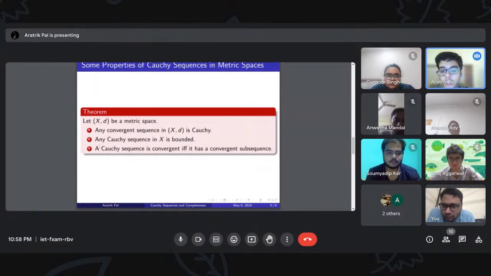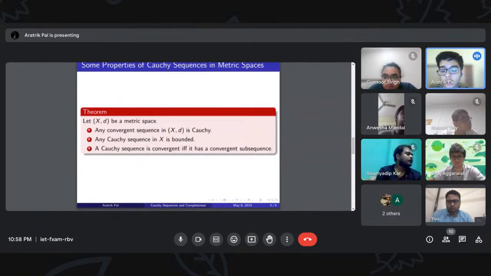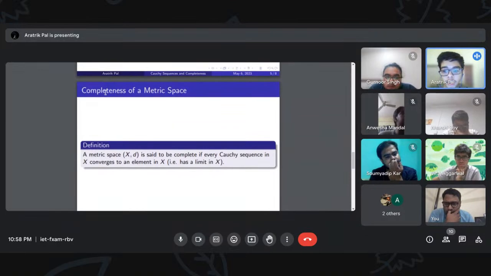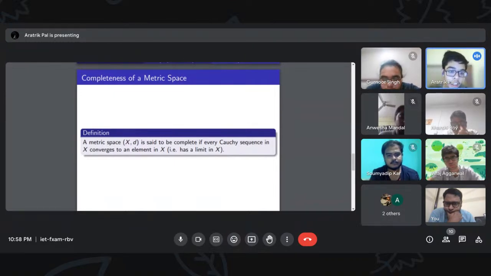A Cauchy sequence is convergent if and only if it has a convergent subsequence. What this means is that if a Cauchy sequence has some subsequence that converges to some element x, then the whole Cauchy sequence will also converge to that same element, and vice versa. Now next we proceed to the completeness of a metric space. A metric space (X, d) is said to be complete if every Cauchy sequence in X converges to an element in X, i.e., it has a limit in X.